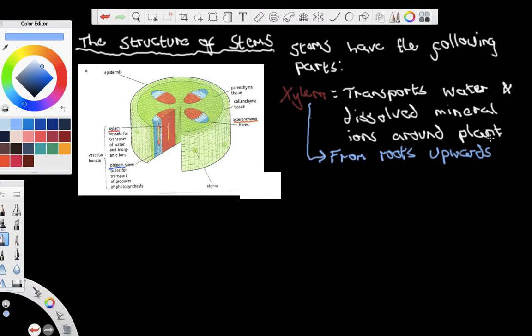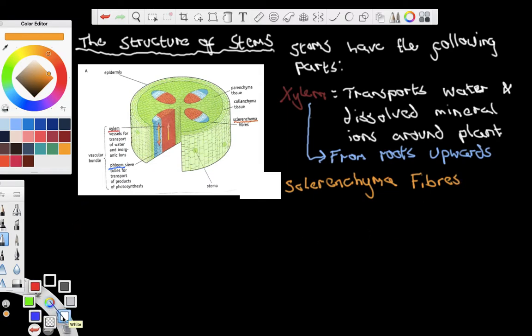The next one on here is the phloem. Okay, the phloem. In fact, no, we'll talk about the sclerenchyma first. So the next one is sclerenchyma fibres. And fibres is a word I can never spell. I always get the R and the E the wrong way around. Okay. Sclerenchyma fibres are basically parts of the stem that provide strength. Okay, they're not involved in transport.